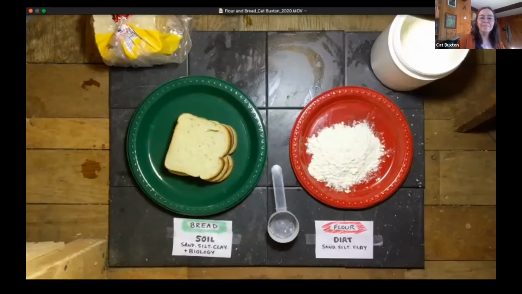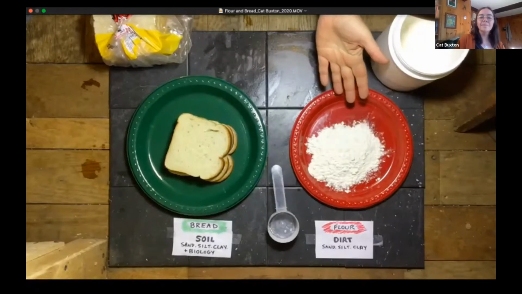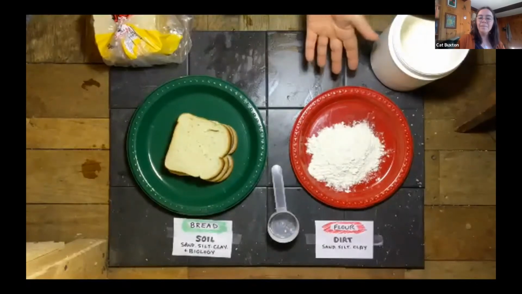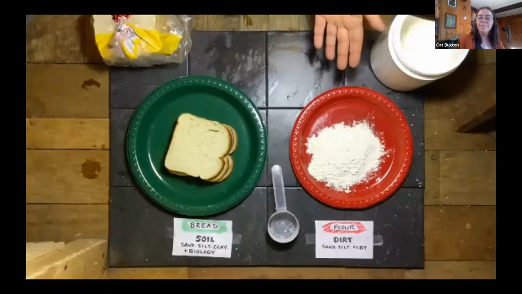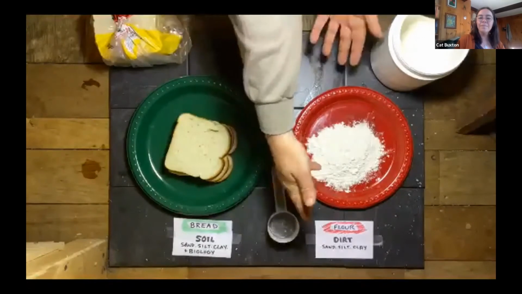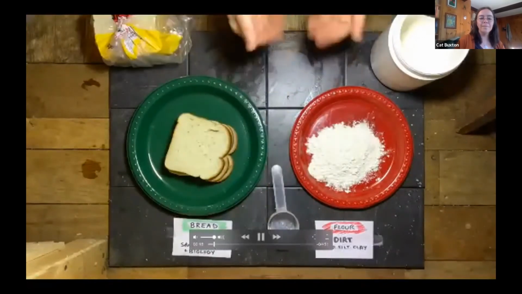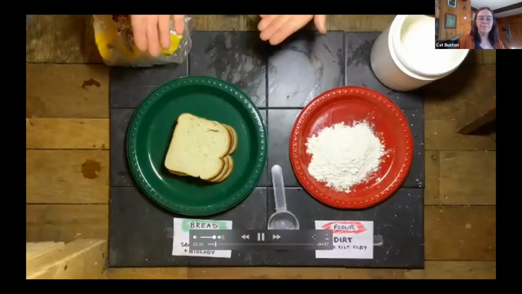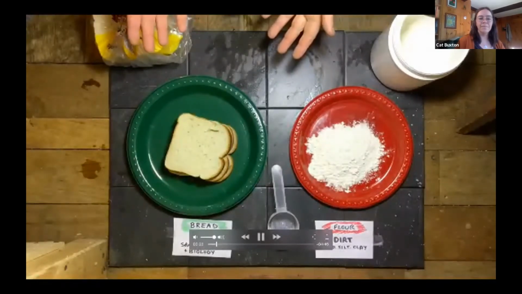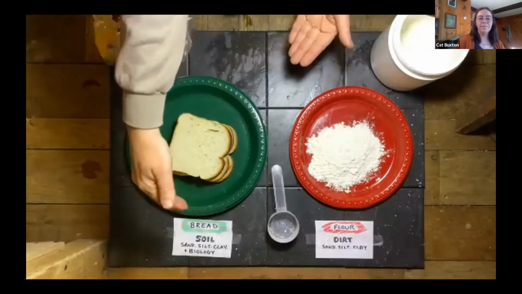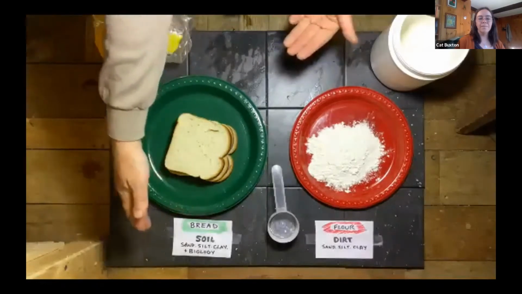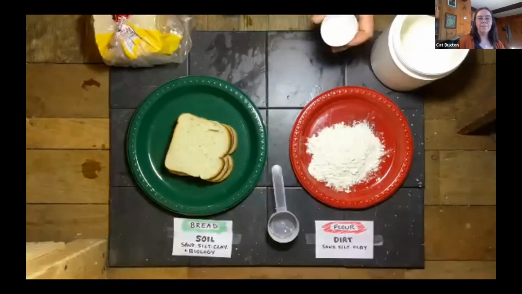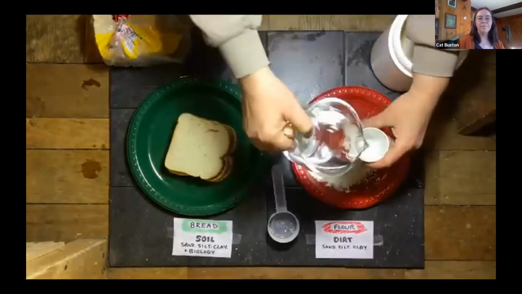We're looking at two landscapes here. On the red plate, this is a degraded landscape. It's flour as a stand-in for a degraded landscape, which is dirt, sand, silt, and clay. Broken up rocks. On the green plate is bread, and it's a stand-in for a healthy landscape. It's sand, silt, clay, and biology. Super important.